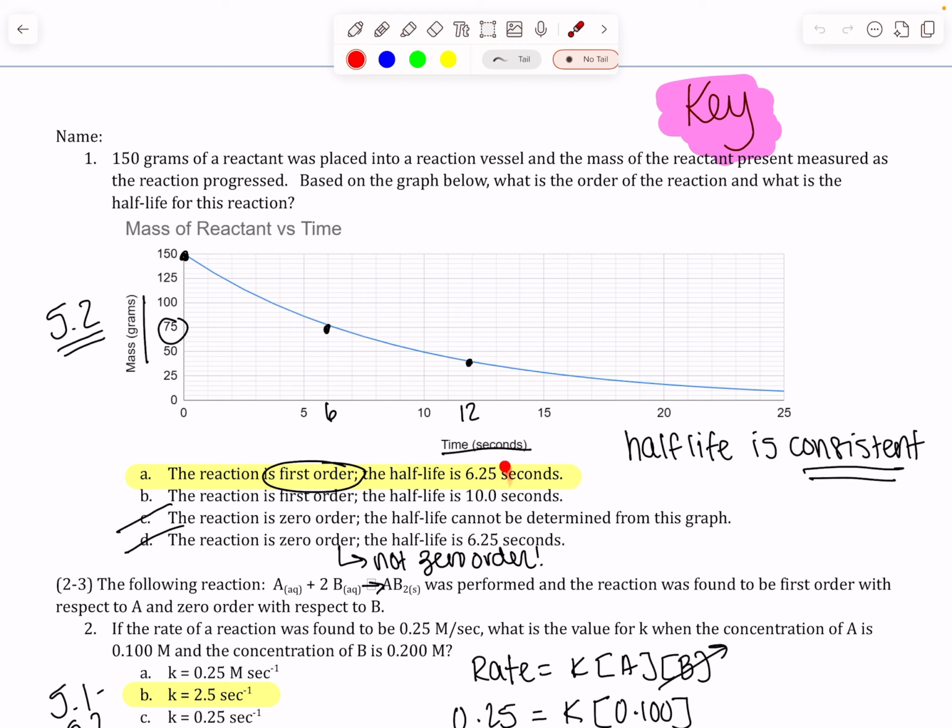And then it gives me 2 options for the half-life. The one that obviously is the closest is 6.25. Is it exactly 6.25 based on what I saw? Who knows? It's an estimate, but it's certainly not 10. So it's going to be A. This is a 5.2 question, which is Introduction to Rate Law.